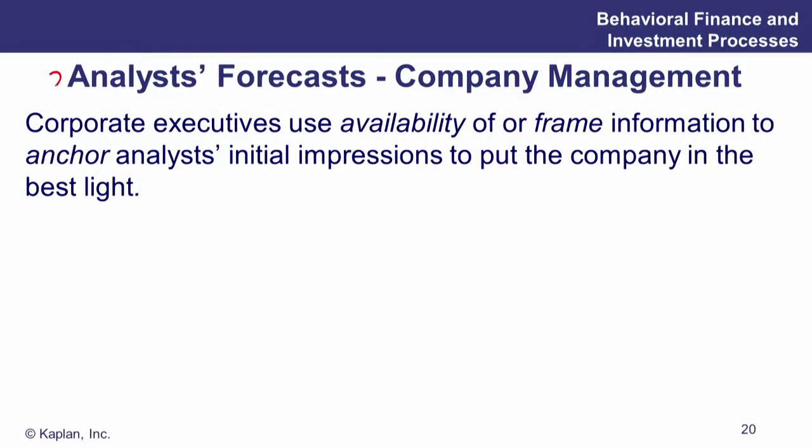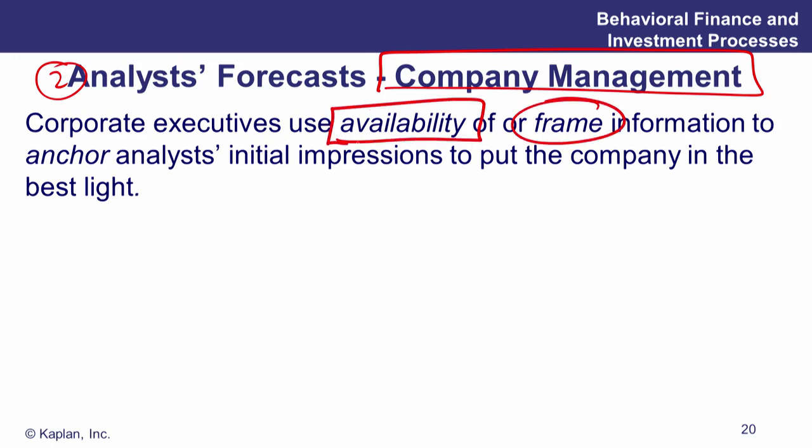Now, the second strand, don't forget, we're talking about the two strands of things that affect analysts' forecasts. The second strand is company management. Company management are going to be presenting information in a way, framing information, making information easily accessible in a way that might bias the analyst's impression. So they might be making available data that makes the company look good. The company's sales are going up, and they'll put that right in front of the analyst. And margins are going down, but we don't necessarily see that quite so quickly.